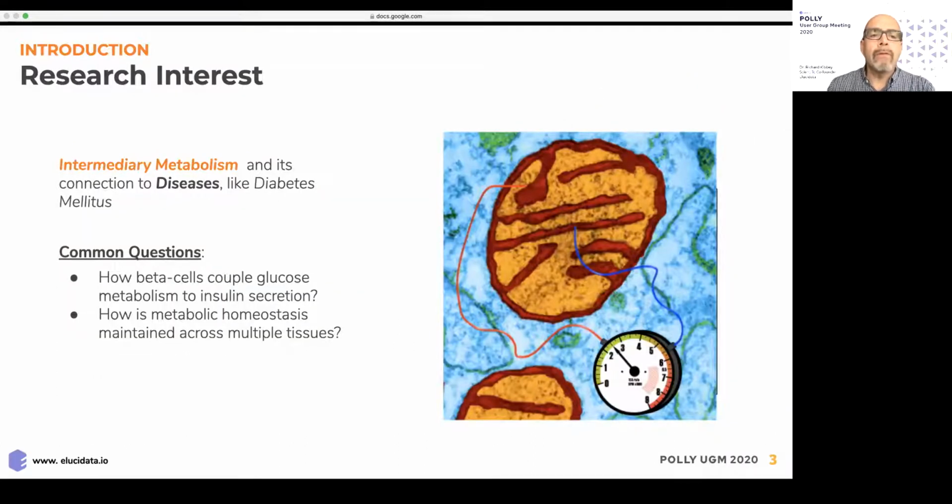My lab's interests really center around intermediary metabolism and its connection to diseases like diabetes. Some common questions that come up in the lab are: how do beta cells couple glucose metabolism to insulin secretion? Seems like we should know a little bit better by now, but there are still lots of gaps in our understanding. And how is metabolic homeostasis maintained across multiple tissues? And how do we start to develop the tools to answer some of the finer details of this?